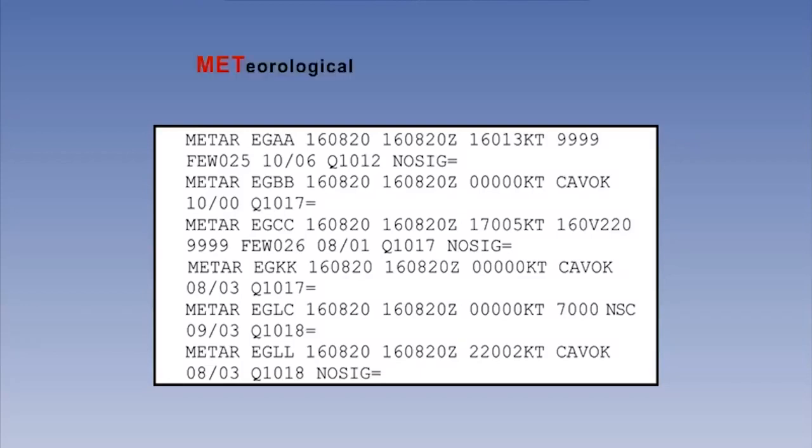METAR stands for Meteorological Aerodrome Report. It's a coded description of the actual weather conditions at a specific time and place. METARs are usually issued every half hour.